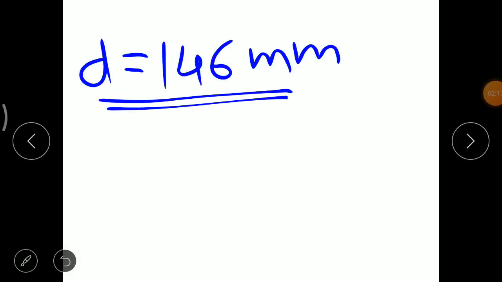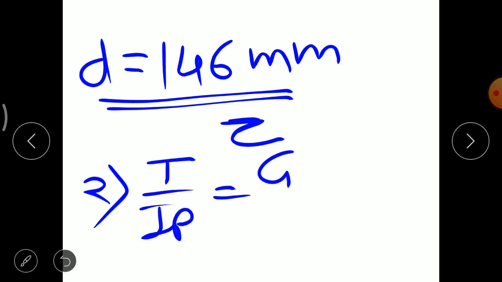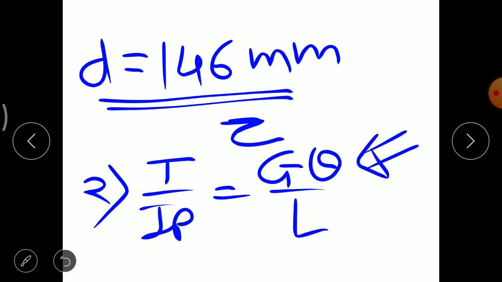But this value is only by the first case or first criteria, that is the diameter of shaft on the basis of strength criteria, because we use here the value tau. And the second criteria that we have to find is on the basis of rigidity, which is determined by using the formula T upon IP is equal to G theta upon L, because we have these in the problem statement, and we will use these two terms for finding the diameter of shaft.